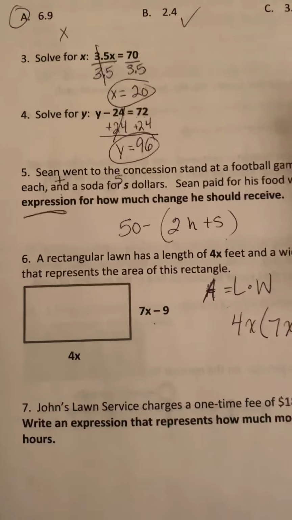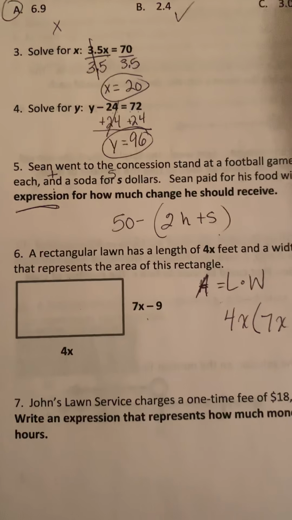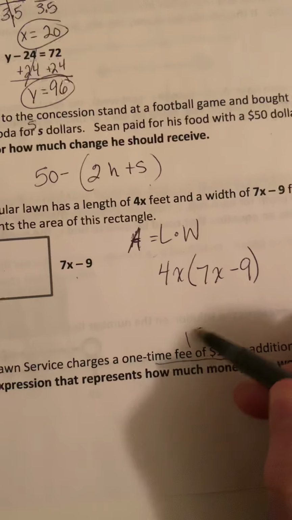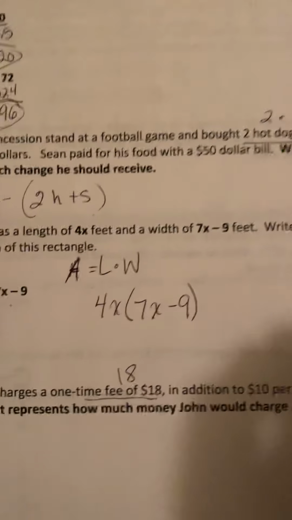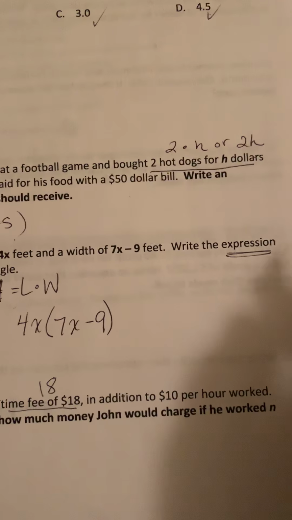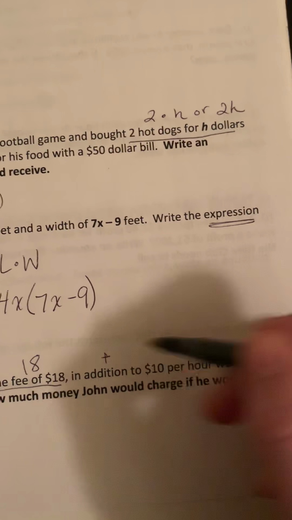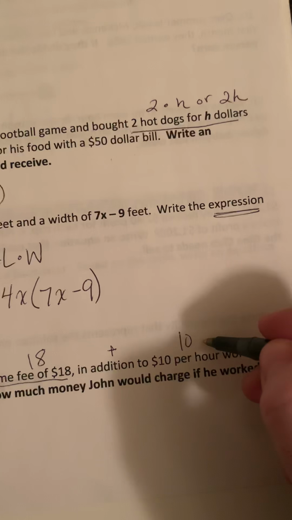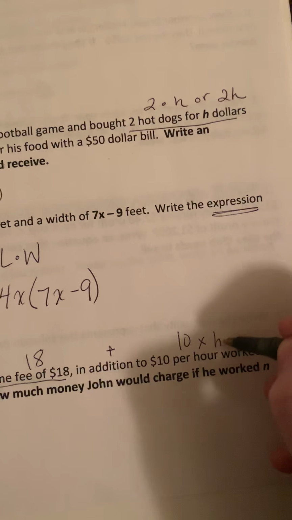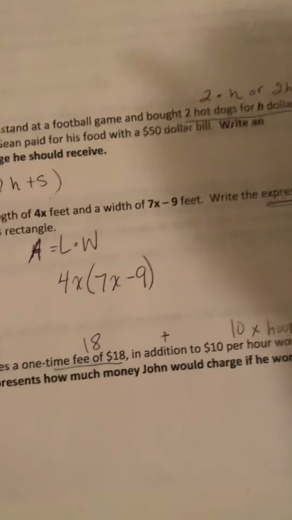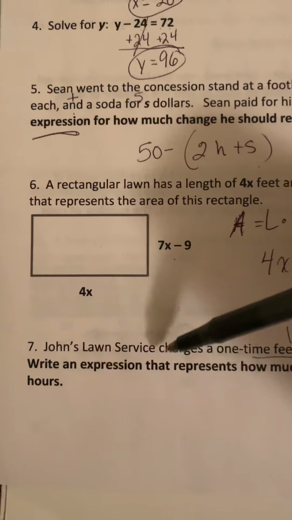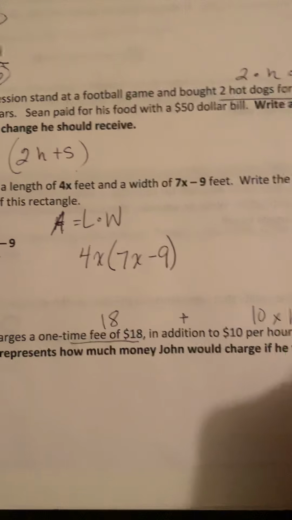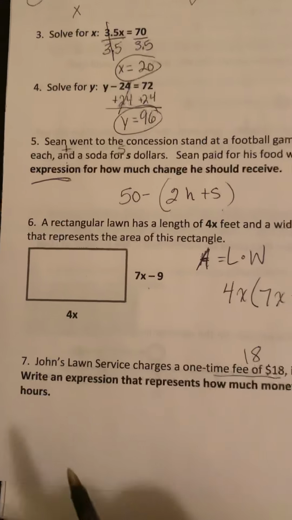Number 7, we have John's Lawn Service charges a one-time fee of $18. So no matter what, they're going to charge $18 in addition to $10 per hour worked. In addition, that means plus $10 per hour worked, $10 each hour, right? Now, when we're looking at the next part, it says, write an expression that represents how much money John would charge if he worked N hours.